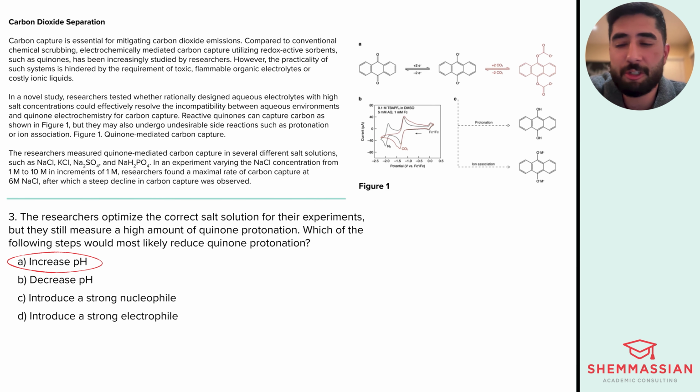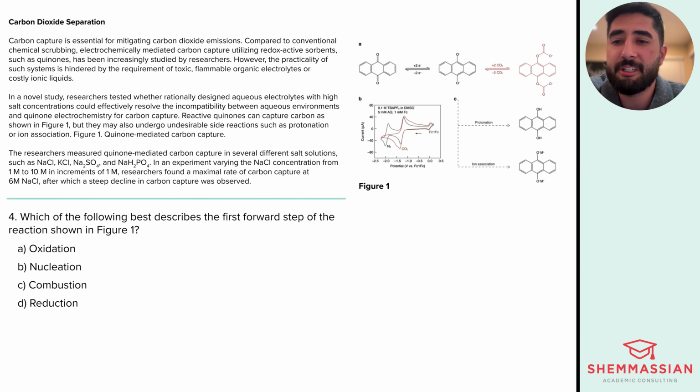Now let's jump into question number 4. And the question states, which of the following best describes the first forward step of the reaction shown in figure 1. And this is a great question because it references the figure for us. There's only one figure to refer to. It tells us exactly where in the passage we're going to be going back to.